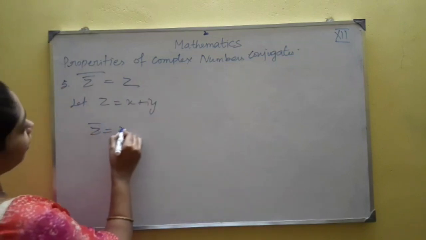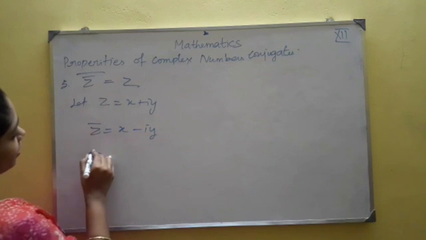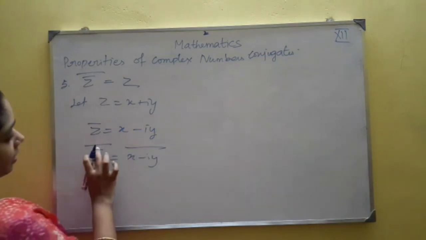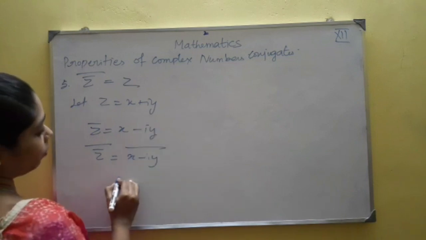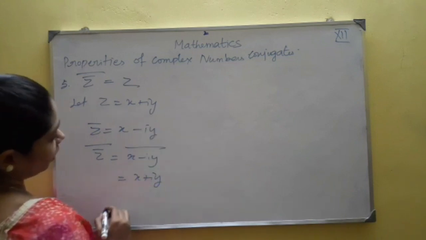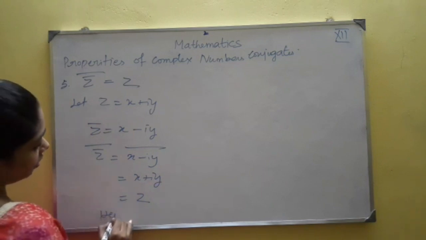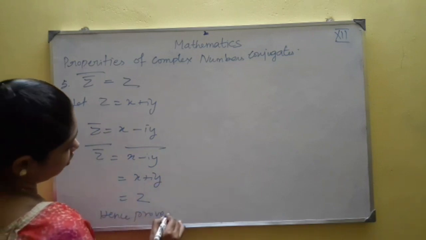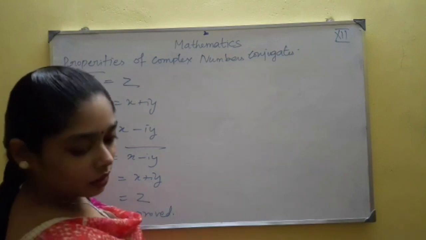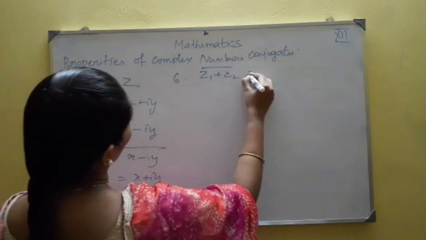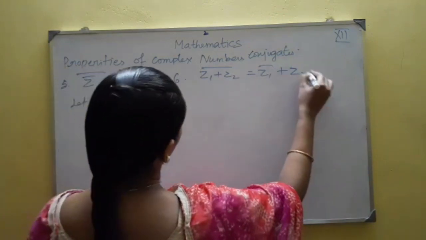What is z bar? x minus iy. So what is z bar the whole bar? x minus iy the whole bar, right? Z bar the whole bar means x minus iy the whole bar. That gives me x plus iy. x plus iy is z. So z bar the whole bar gives me z. Hence proved.